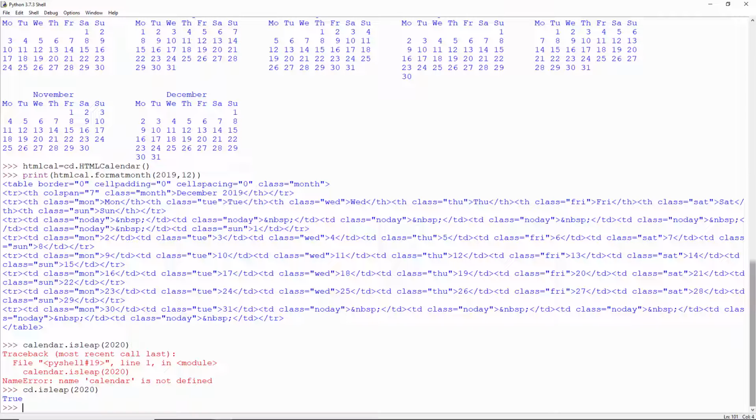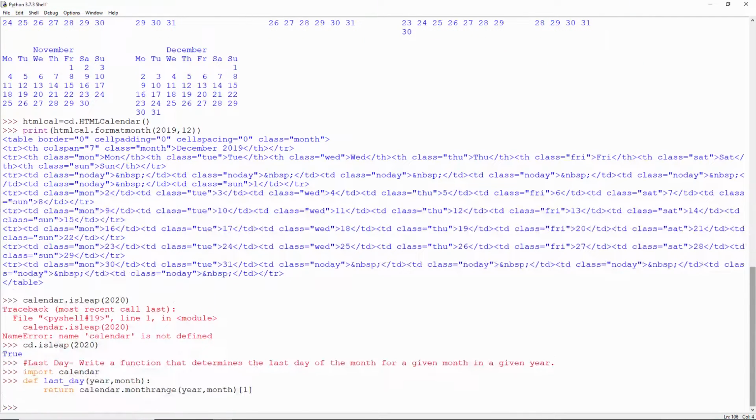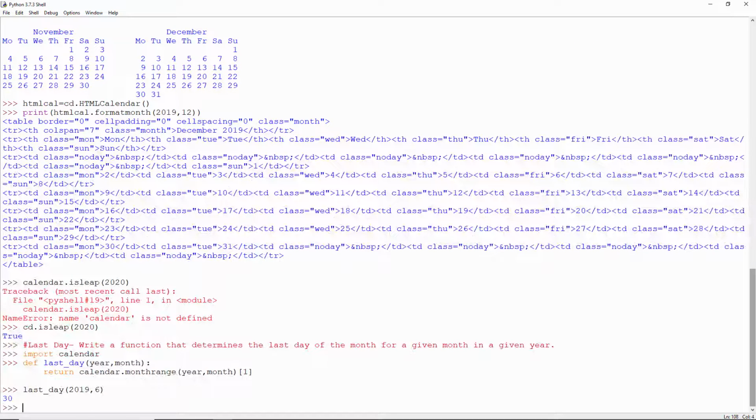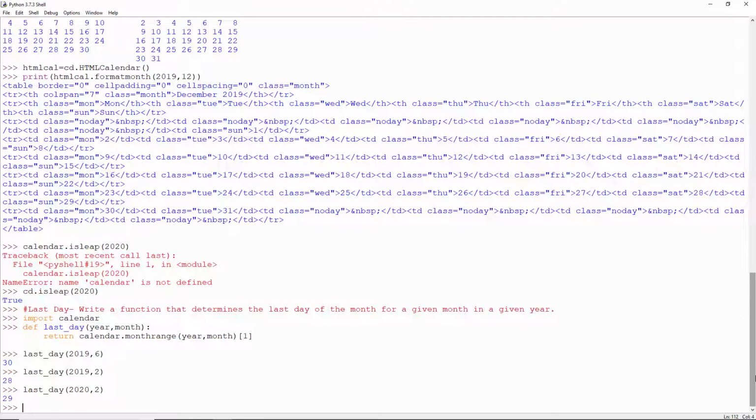Now some questions on calendars. Last day. Write a function that determines the last day of the month for a given month in a given year. Let's import calendar. The monthrange function returns the day of week and the number of days in the month. So this function for the given year and month returns the second part of the tuple, the number of days. This gives us the last day. For June 2019, it is 30 June. February 2019, 28. February 2020, 29.